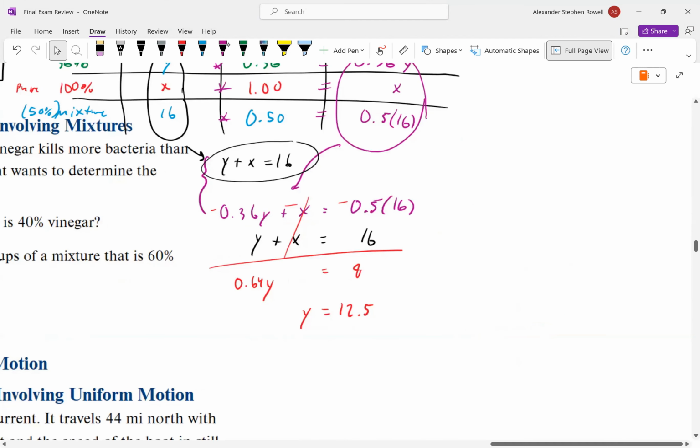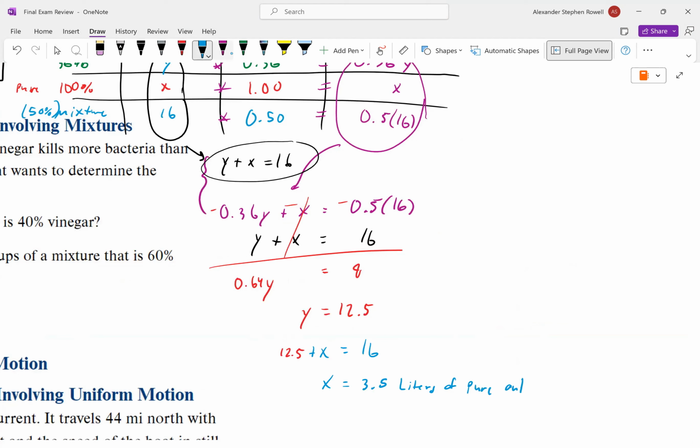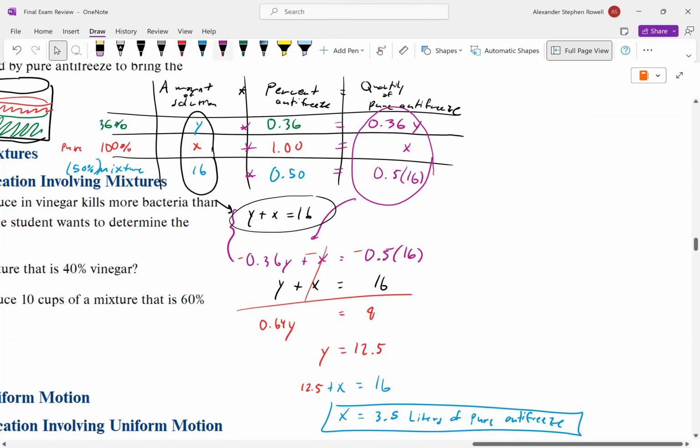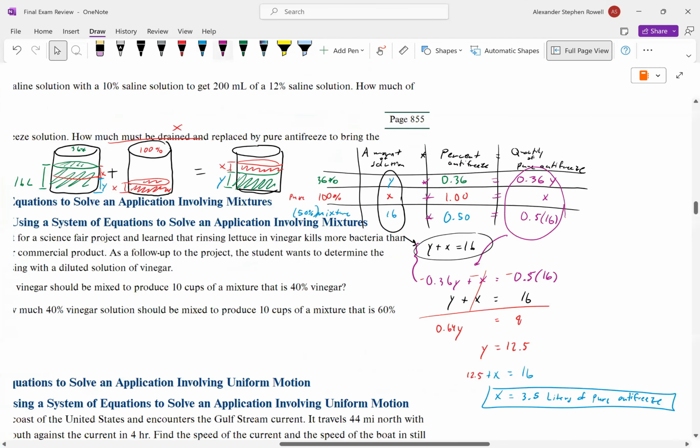So then let's do y plus x is equal to 16. But let's go ahead and plug in 12.5 here. And so we get x is equal to 3.5 liters of pure antifreeze. All right, any questions about this? All right, any other problems you'd like to practice? Yeah, with matrices, without matrices?